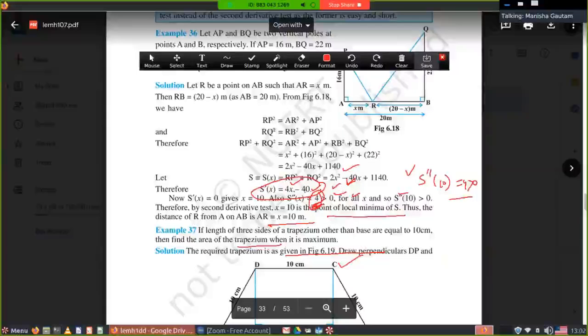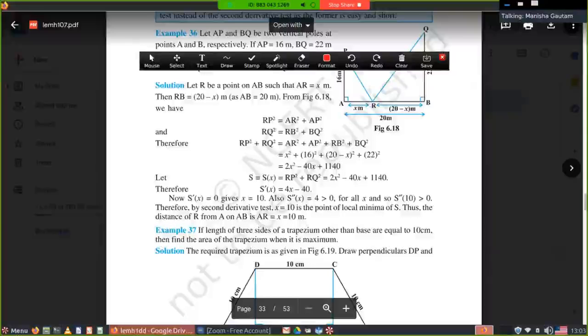What are the steps to do? First of all, make the equation, get the first derivative, put that derivative equal to 0, and get the critical points. And then the second derivative, and next put the critical points in the second derivative. If you are getting a positive second derivative, it means local minima will be there.